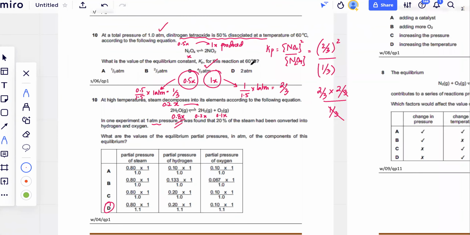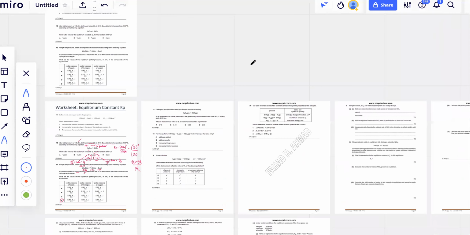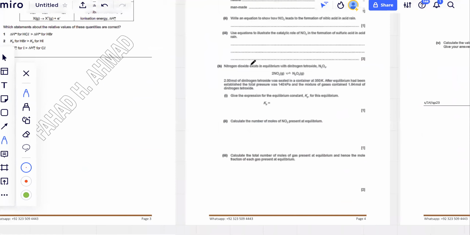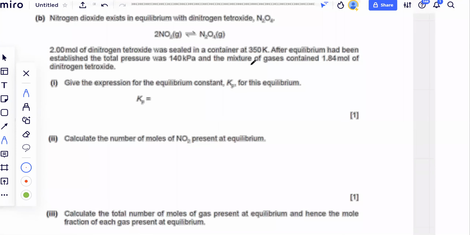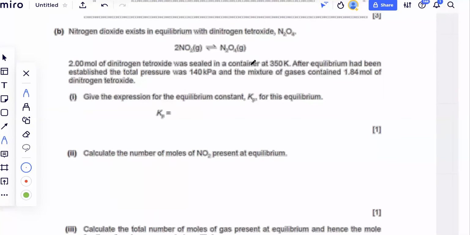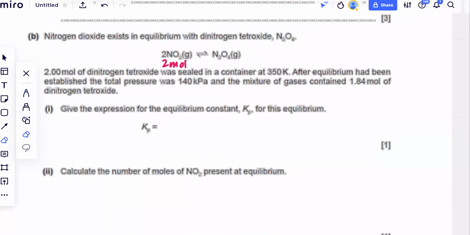All right, let's do another calculation. This one is easy. Just 1 second. So we have these questions that we can try. We can try this one. We're supposed to calculate the value of Kp. So you started off with 2 moles, right? So 2 moles of dinitrogen tetroxide. This is dinitrogen tetroxide, which is this one actually. So not this. This is not 2 moles. The other side is 2 moles.